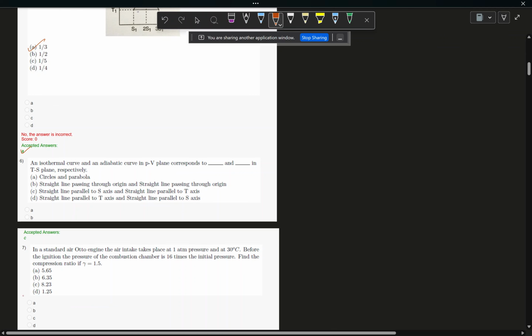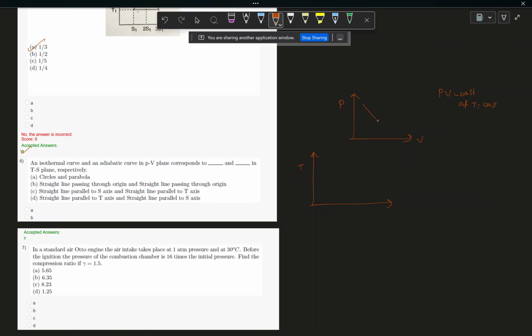Now, the sixth question is, an isothermal curve and an adiabatic curve in the PV plane correspond to dash and dash in the TS plane respectively. So, isothermal curve, right? That means temperature is constant. So first of all, what would an isothermal look like in the PV plane? In the PV plane, it will be just like PV is equal to constant, because temperature is constant.